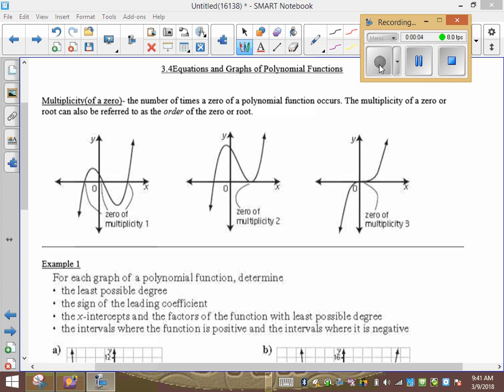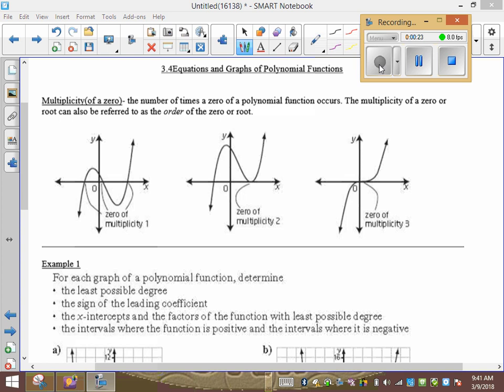3.4 Equations and graphs of polynomial functions. So the last thing we're going to do here is solve, look at graphs, and then we're going to look at the different polynomial graphs as our very first lesson as well. From the very first lesson as well, I meant.